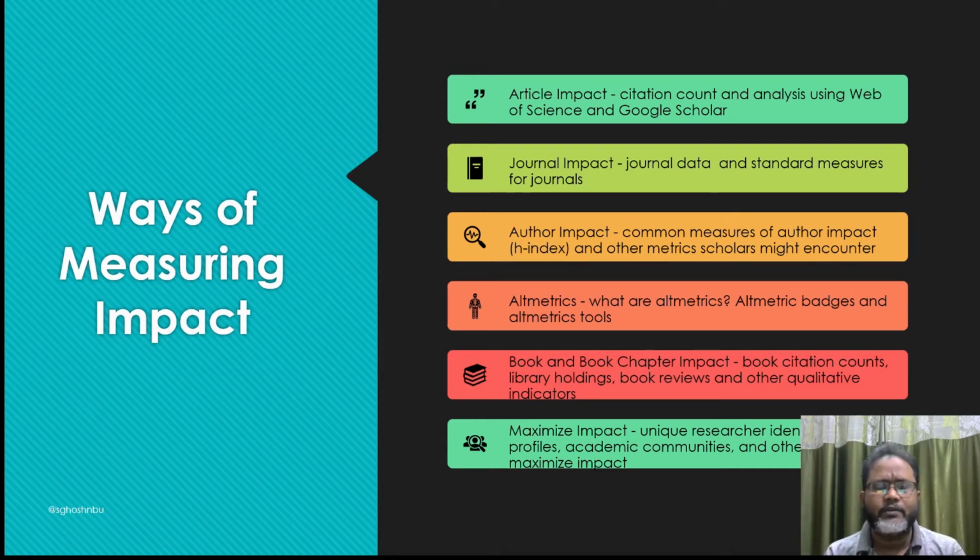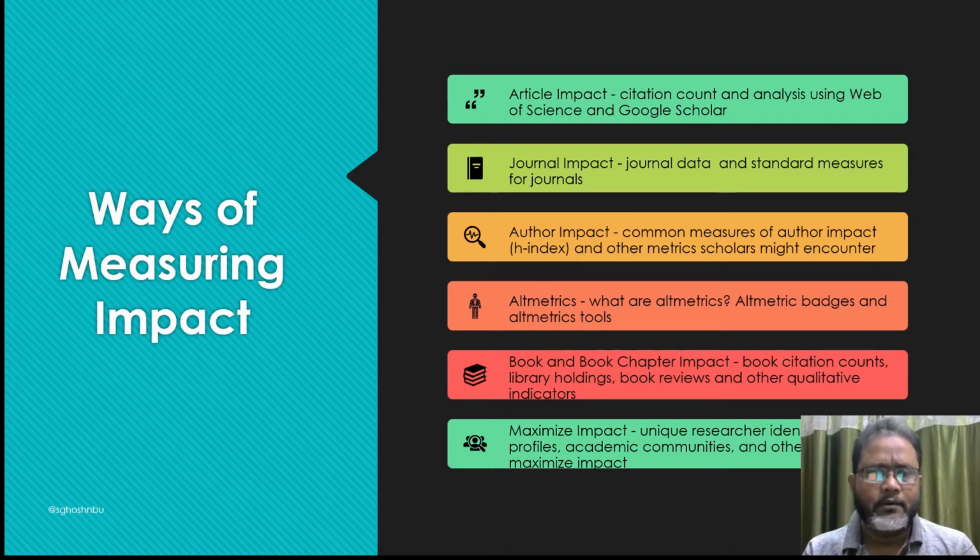So what are the different components? The components are three: one is the journal, the second is the article, and the third is the author. We are measuring the impact of these three. How? The first is journal impact, the second is article impact, and the third is author impact. Journal impact means whether that journal is actually a core journal. If you prepare a list of core journals, whether that particular journal is under the core journal list or not, that is the journal impact.